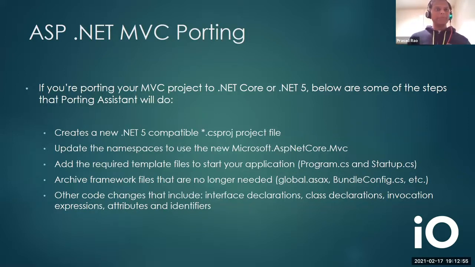It is going to update the namespaces; it will remove the legacy namespaces and add the Microsoft ASP.NET Core MVC namespace. It is going to add the required template files, like the boilerplate code that comes when you start a new ASP.NET Core application, the program.cs and the startup.cs to start your application. All that is added when you are porting a legacy ASP.NET MVC application to an ASP.NET Core application. There are other code changes like interface declarations, so on and so forth. We'll look into that a bit. But yeah, you can find the full details in the GitHub URL that I showed in the previous slide.